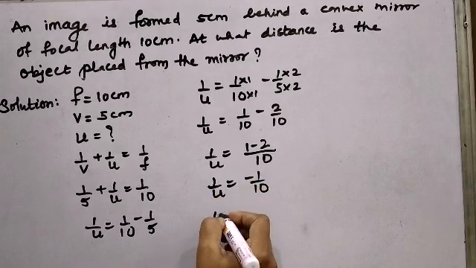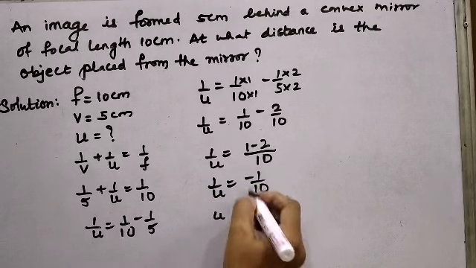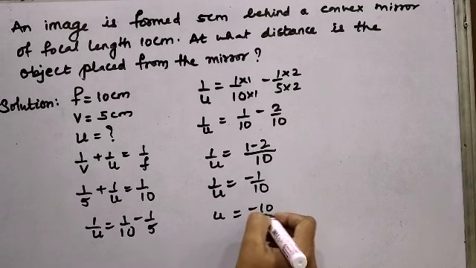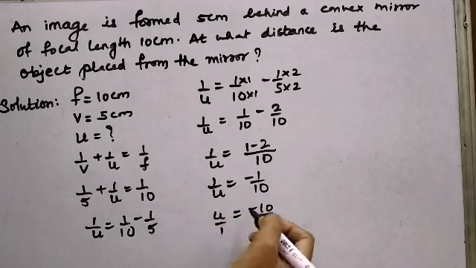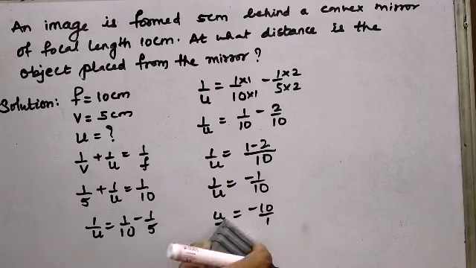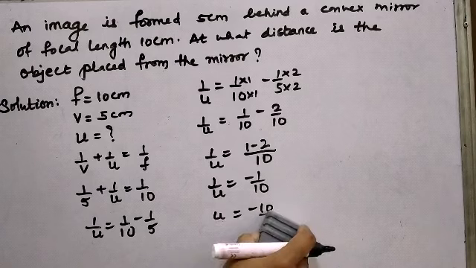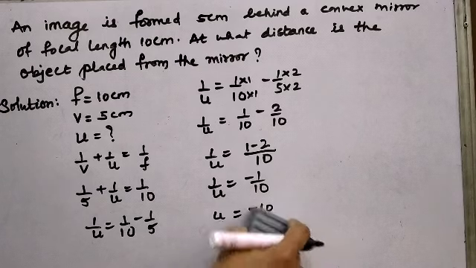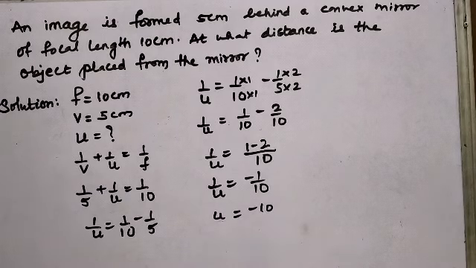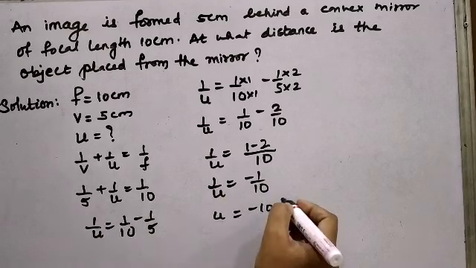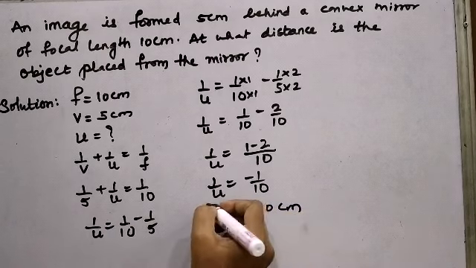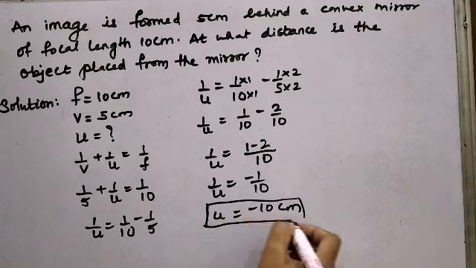Take invertendo, u will be equal to minus 10, because this will be minus 10 upon 1 and u upon 1. So there is no need of taking upon 1. Therefore we get u is equal to minus 10. What does minus 10 indicate? That the object is kept on the left hand side of the mirror. Therefore u will be equal to minus 10 centimeters.